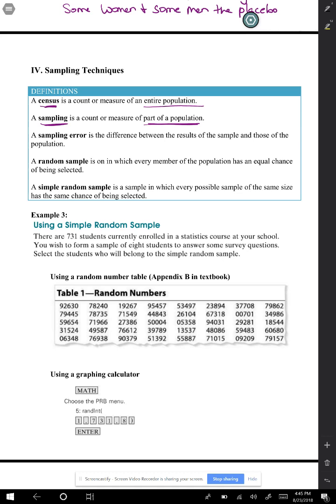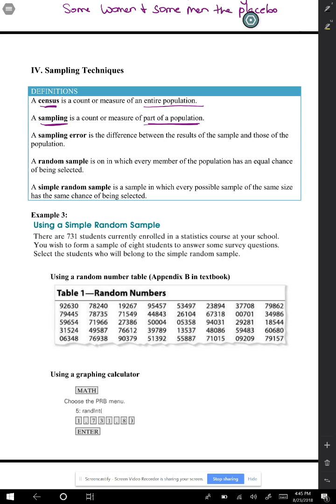A sampling error is what happens when you look at the difference between the results of the sample and the results of the population. So if you were to actually survey the entire population, what conclusions did you draw? And then what happened if you only surveyed half the population? There's usually going to be a difference between the results because you didn't survey everybody. So that's what a sampling error is.